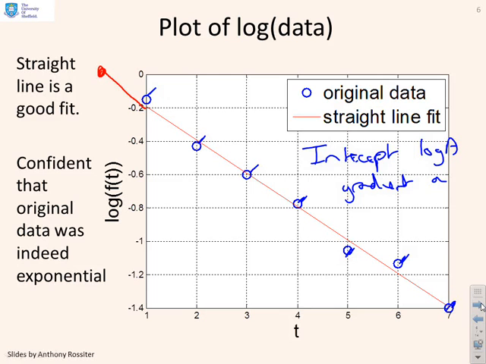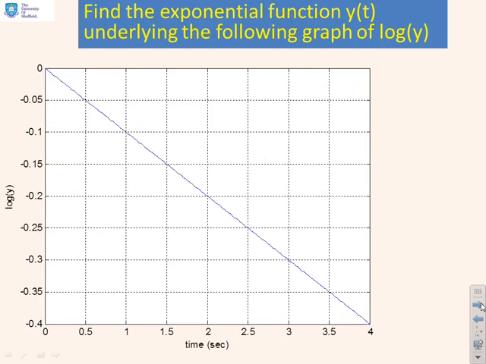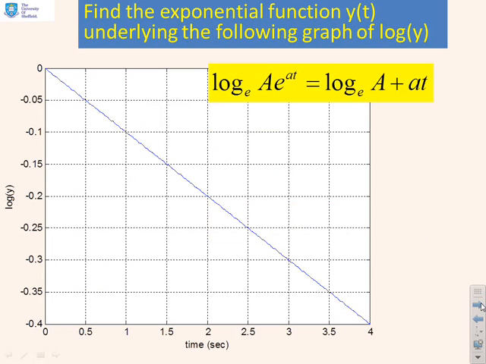The key thing here is that once you've plotted the log of the data, you can immediately see that the data is lying on a straight line, and therefore you know that the underlying signal was an exponential. So just to check, find the exponential function y of t underlying the following graph where I've plotted log of y. So first of all, we say, well, what are we doing? We're writing the log of the data, so that's log of A e to the at, which we know gives me log e capital A plus at.